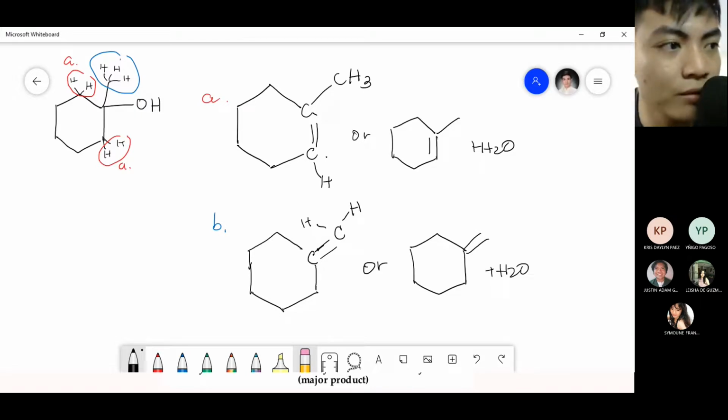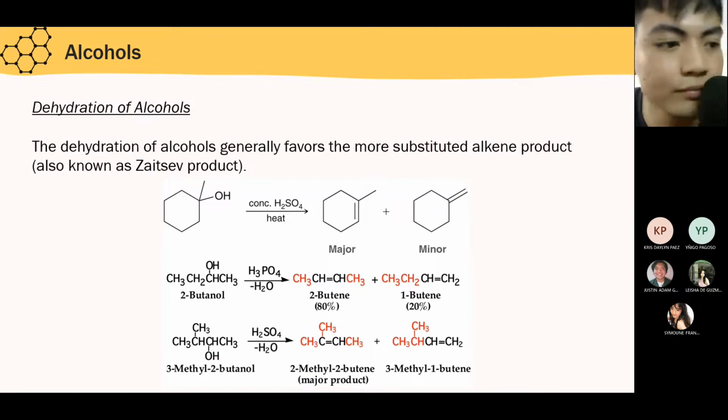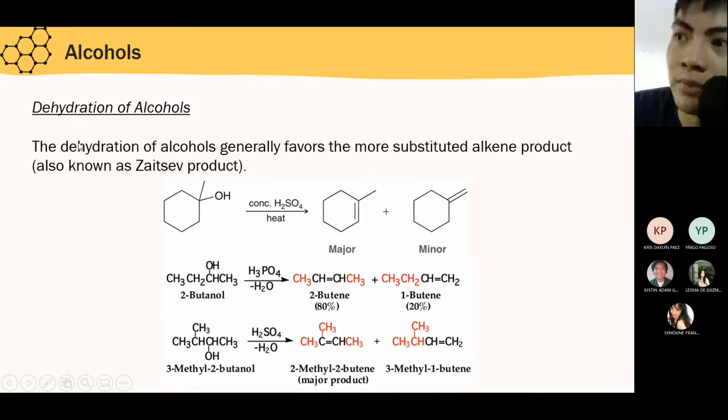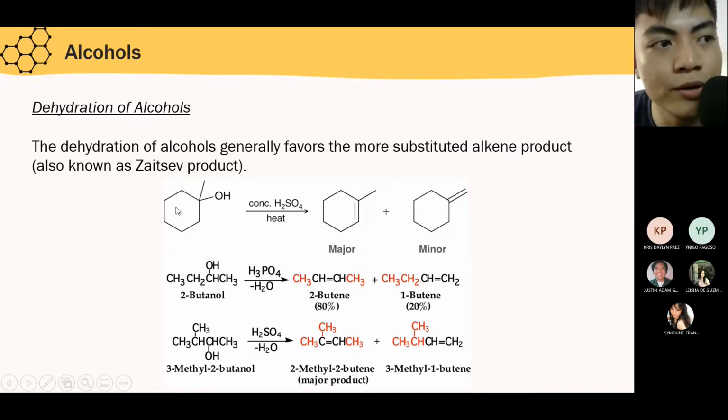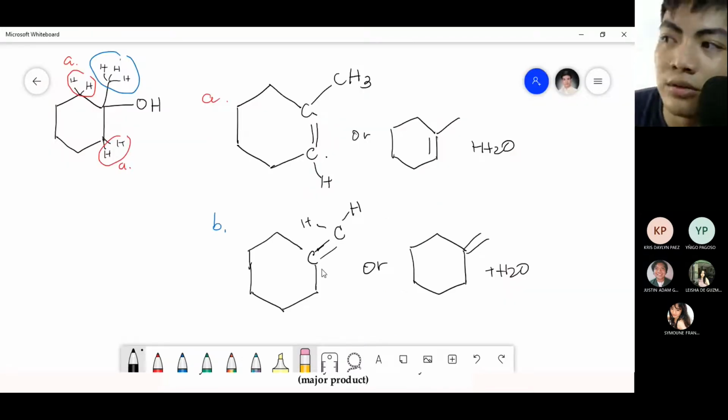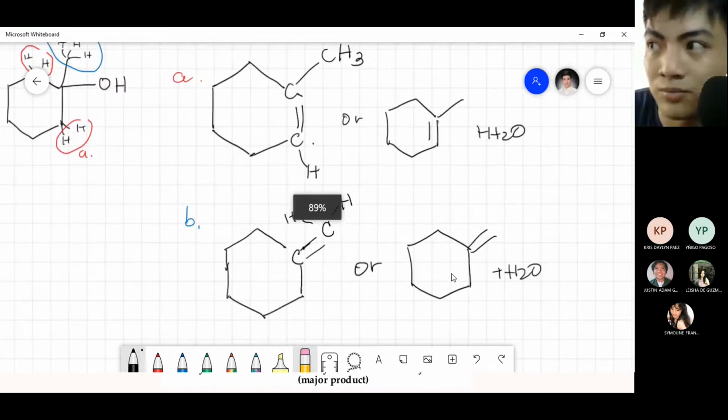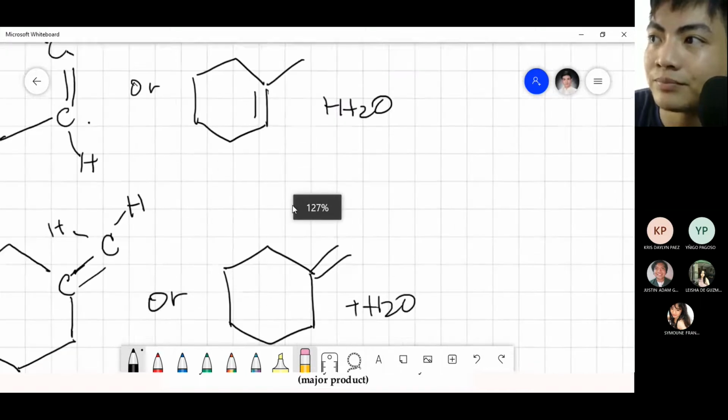Okay? So, ito yung big question. Bakit yung isa major? Ba't yung isa minor? Okay? Paano mo malalaman kapag major product yan? Paano mo malalaman kapag minor product yan? Basahin natin. The dehydration of alcohol generally favors the more substituted alkene, also known as the Zaitsev product. Okay? Ano ibig sabihin ng more substituted alkene? Ibig sabihin lang nun, yung alkene mo dapat, tatlo yung nakakabit sa kanya. Okay? Tatlong carbon groups.